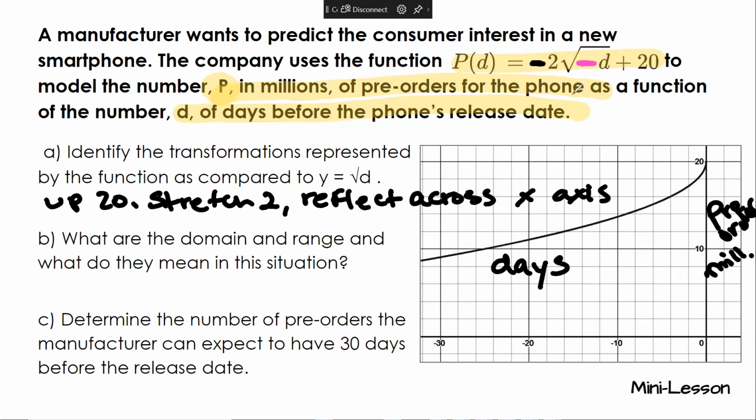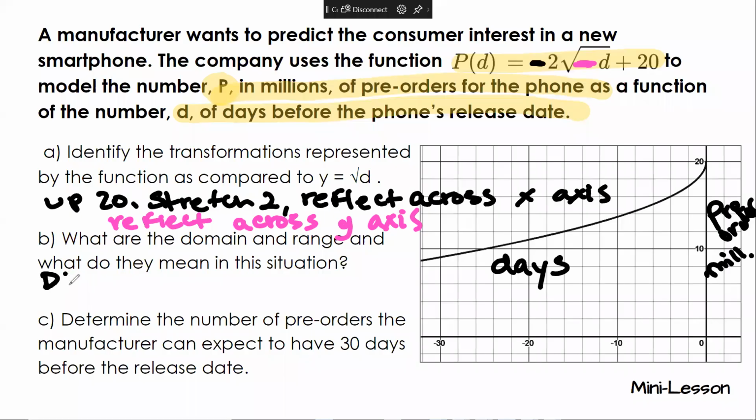The negative inside, and this one we haven't really seen much before, the negative on the inside of the radical is going to be a reflection across the y-axis. That's the new one. We didn't see that one last week. Let's go ahead and take a second.